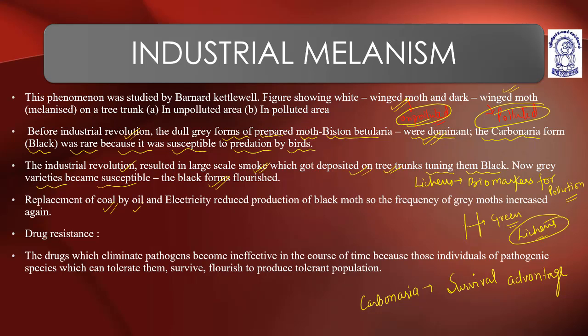Replacement of coal by oil. Then coal was replaced by oil and electricity, which reduced the production of black moth. So the frequency of the gray moths increased. After the peak of the industrial revolution, coal was replaced by oil and electricity. So what happens? The black moth again starts to reduce and the gray moth again starts to increase in frequency, in population size.